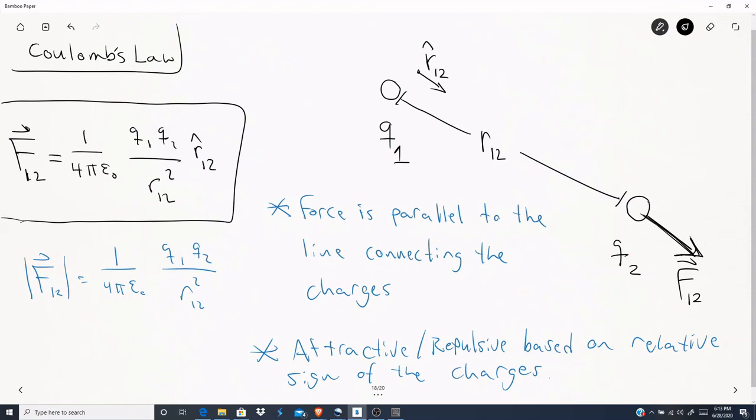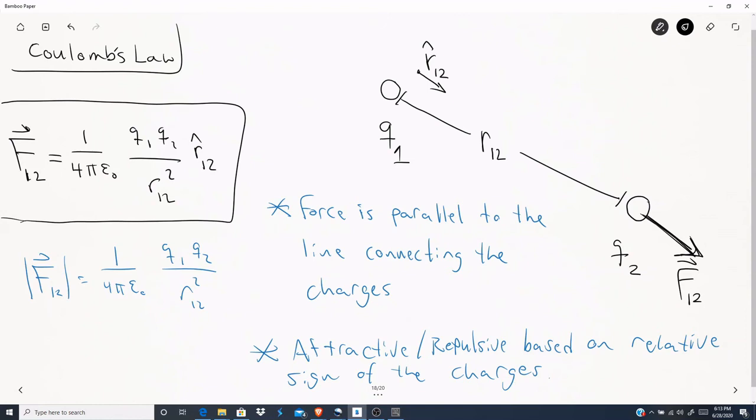R12 hat is a unit vector. Remember, hat means unit vector, a vector of magnitude 1, so it just is kind of neutral in terms of its size. And this is the direction part of the force. And what this little unit vector represents is the direction that points from charge 1 towards charge 2. So Coulomb's law basically says the force is parallel to the line connecting the two charges, and it's either going to point in such a way to make them be attracted to each other, or it's going to point in such a way to make them repel each other.